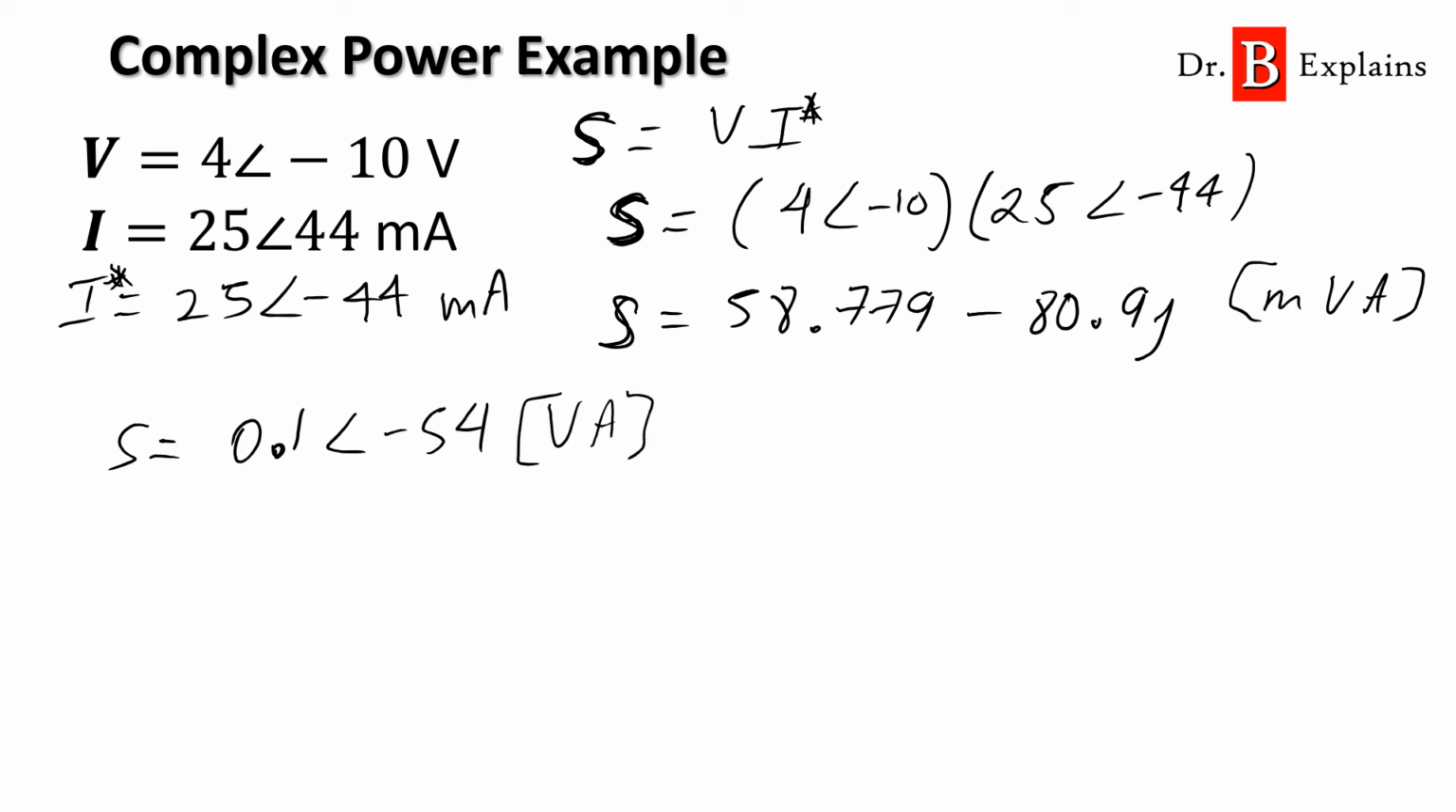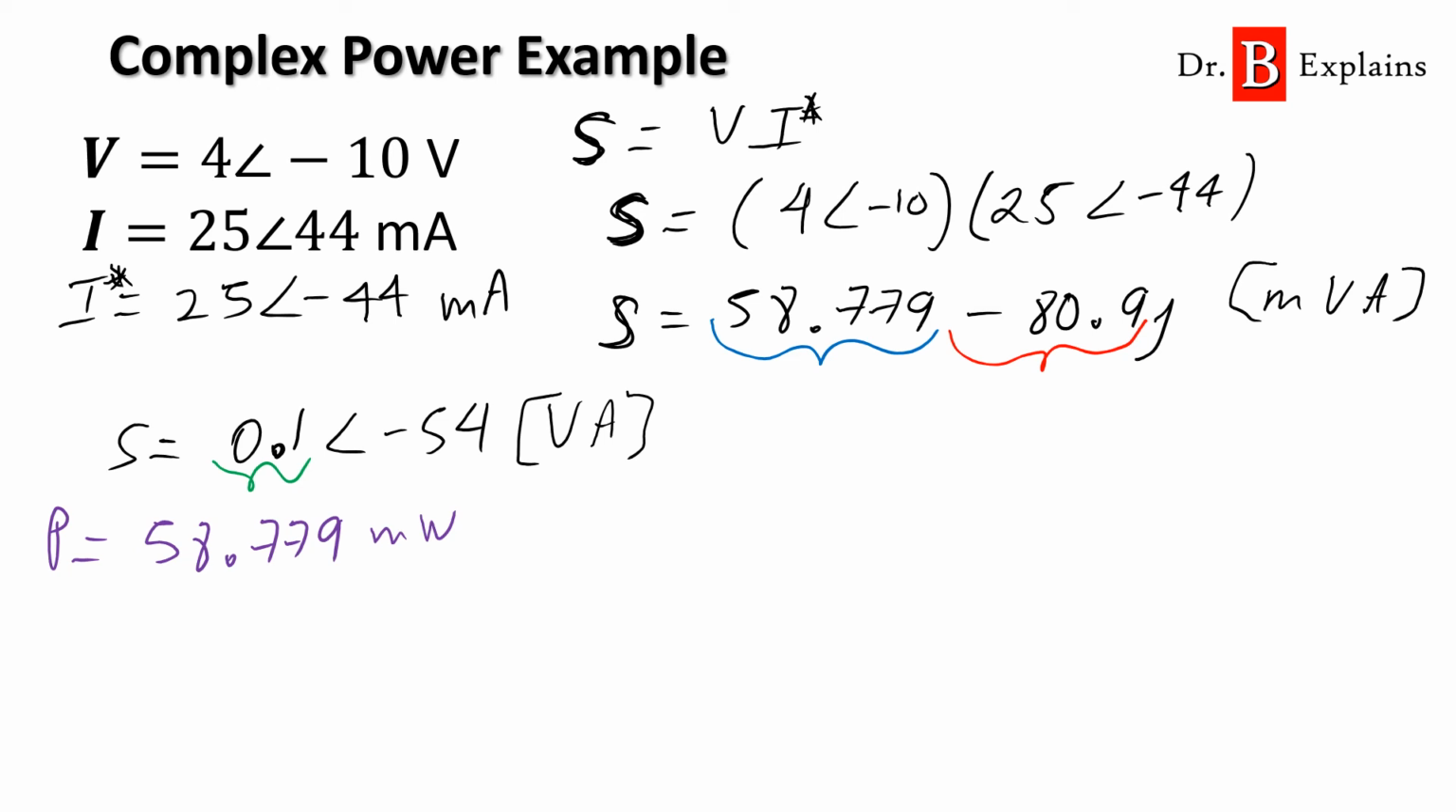And so this means that I have P is equal to this, Q is equal to this, so it's a minus, S magnitude, apparent power is this one, and then the power factor we can calculate using the minus 54. So we're gonna say P, real power, is 58.779 milliwatt, and it has different units.